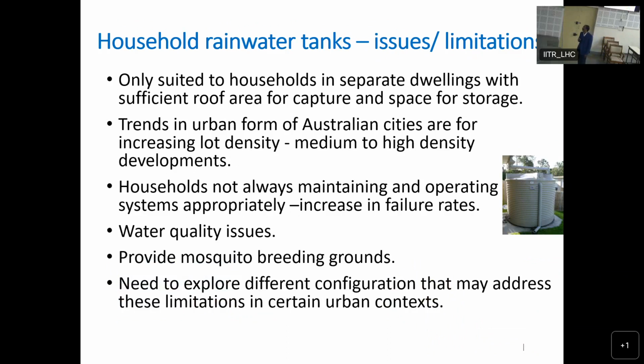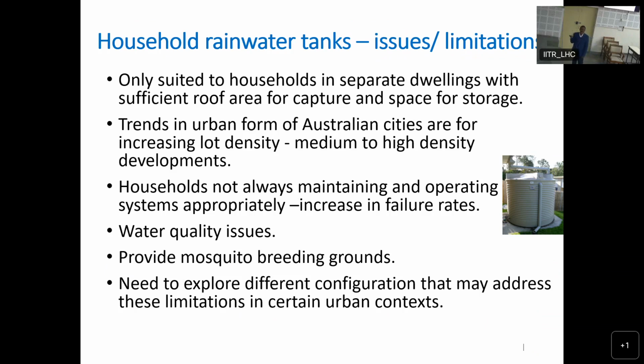Household rainwater tank limitations. Only suited to households in separate dwelling arrangements with sufficient roof area for the capture and space for the storage. So it depends upon the area of the roof surface and how we are capturing the rainwater. Trends in urban areas are for increasing plot density, medium to high density developments. Mostly used in Australia, and households not always maintaining and operating the system appropriately, increasing failure rates.